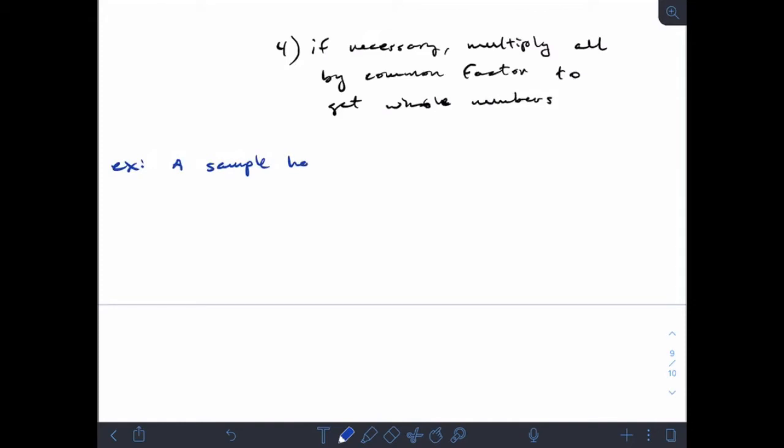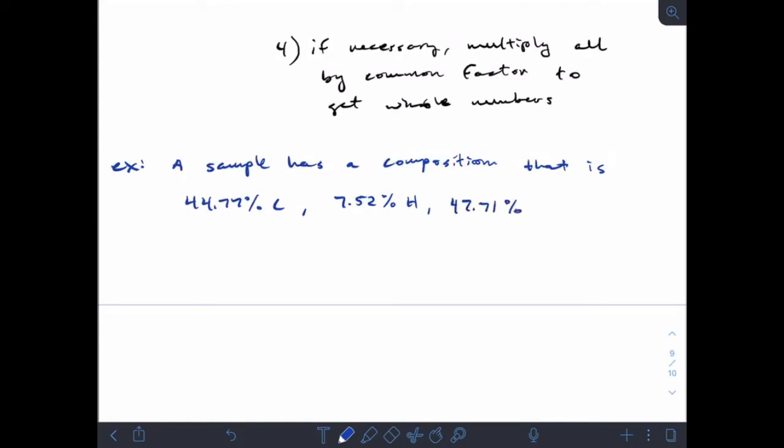A sample has a composition that is 44.77% carbon, 7.52% hydrogen, and 47.71% oxygen. What is the empirical formula?